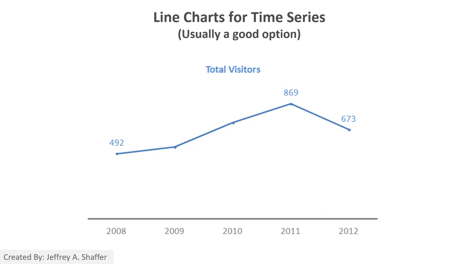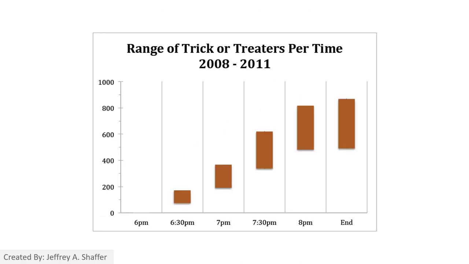Sometimes you don't need to label all the data points. In this case, we can just label the first and last one, and the one that has the highest value. And this is a great analysis of the data, showing yet another calculation that can be used. The bars plot the minimal number and maximal number of visitors in each time segment, resulting in the range of low to high for each half hour segment.